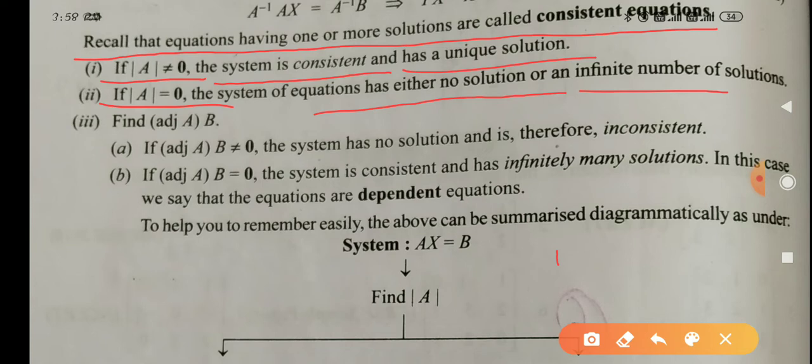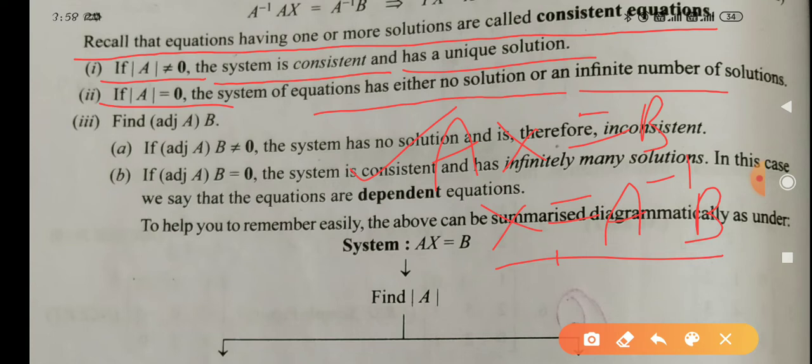So in that case, what will we do? If determinant A is not equal to 0, then you can easily write AX = B, then X = A inverse B. And X means x, y, z if three equations are there. A inverse, whatever you find, and B is the matrix of constants. So x, y, z will come like this.